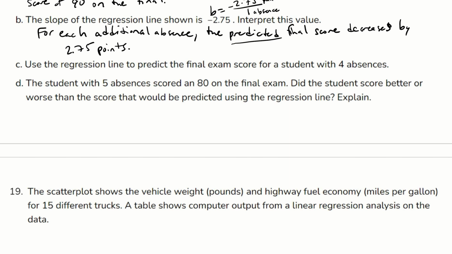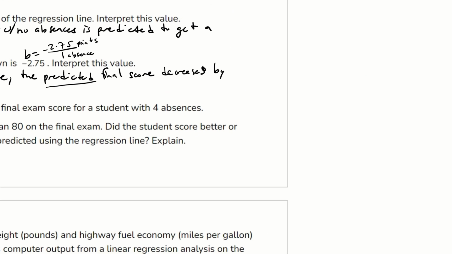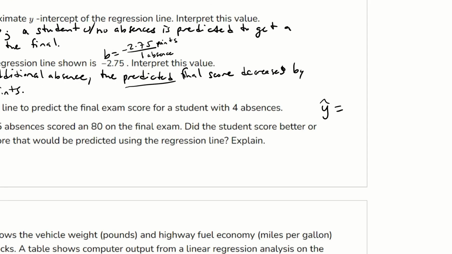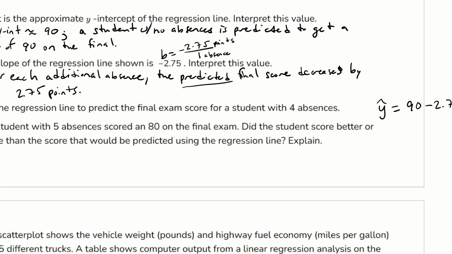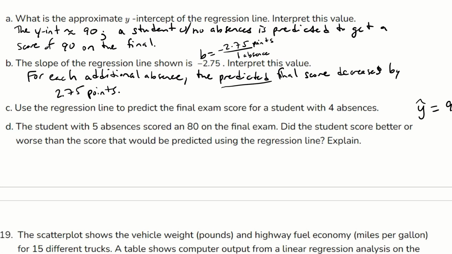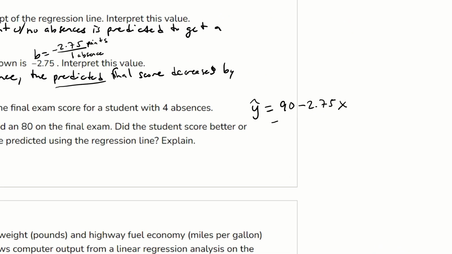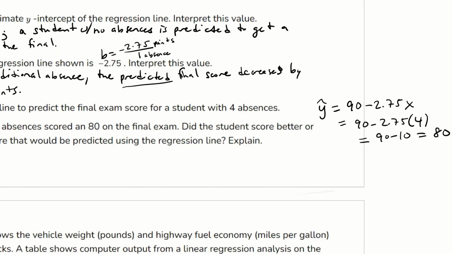All right, part C. Use the regression line to predict the final exam score for a student with 4 absences. In this case, our y-hat model is a plus bx, and a is 90. Here b is negative, so we're going to write this as 90 minus 2.75x. So that's our regression line model. Then we're going to predict the final exam score for 4 absences, so 90 minus 2.75 times 4. All right, 2.75 times 4, that is 10. So we would predict that their score is 80.